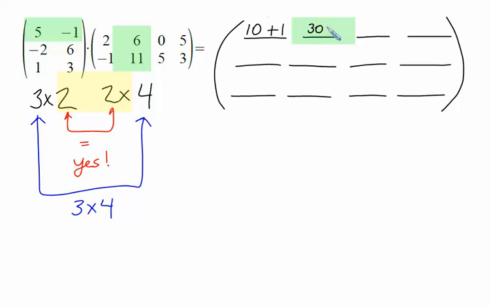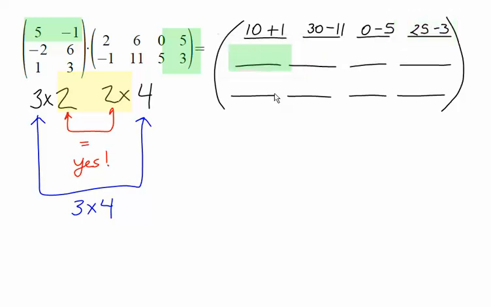-1 times 11 would be a -11. Then we just scroll across, so we go to the next one. That would be first row with third column. 5 times 0 is 0. Negative 1 times 5 would be a negative 5. And then we'll take first row with the fourth column, and we will get 5 times 5 is 25. Negative 1 times 3 would be a negative 3.